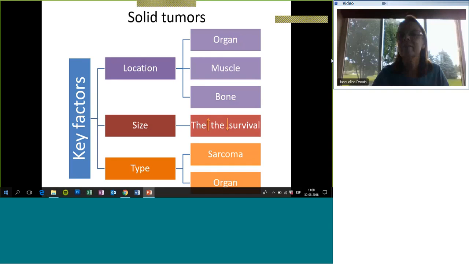And the key factors for physical therapy regarding solid tumors are three: location, whether it's in an organ, muscle, or bone tissue, since it could require prosthesis or external aids; size, since the bigger the tumor, the lower the survival; and type, whether it's a sarcoma or an organ tumor, since they have different treatment approaches.